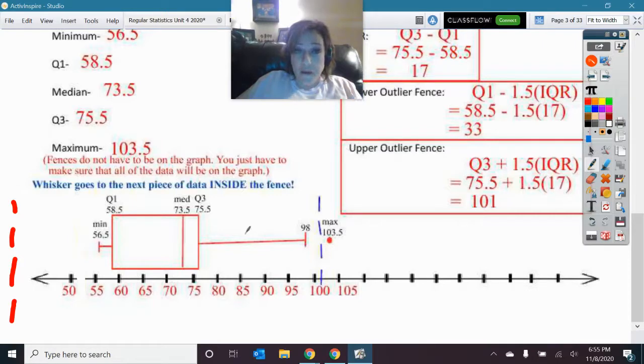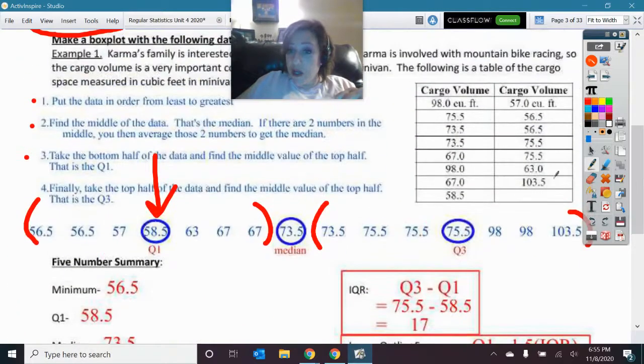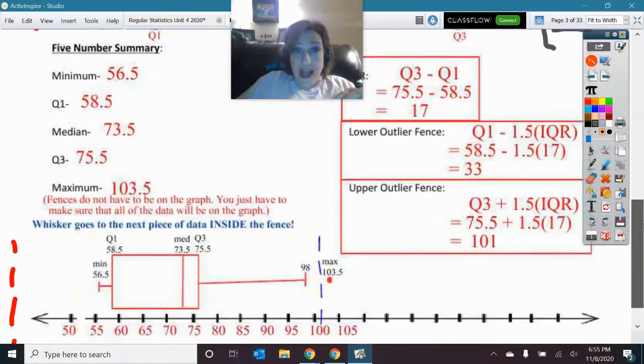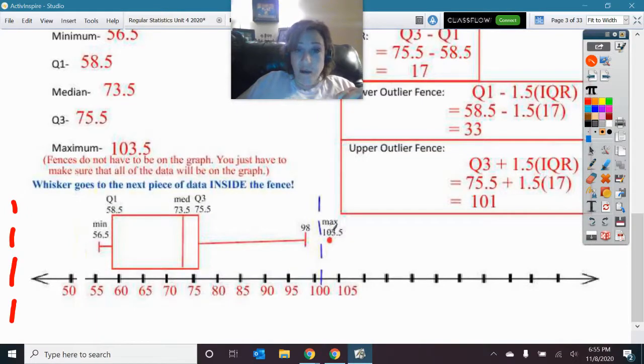However, put those outliers on. Since I see that my maximum of 103.5 is above the fence, I will put a dot for each piece of data above the fence. Let me look and see how many pieces of data are above 101. What I notice is there is only that one, so 103.5 is the only upper outlier. That's a dot right there.